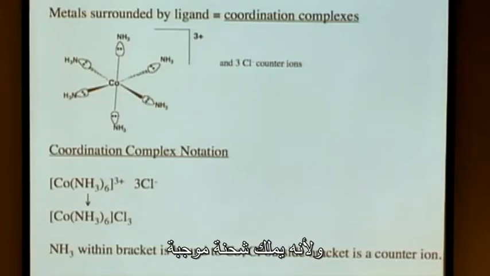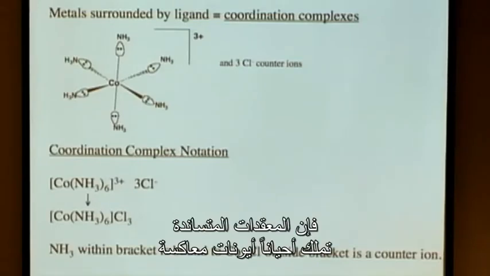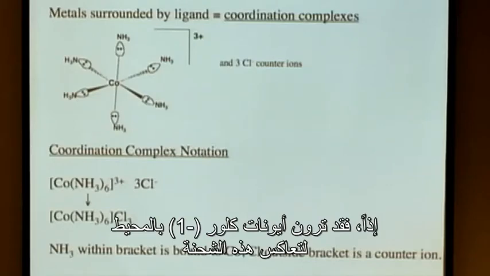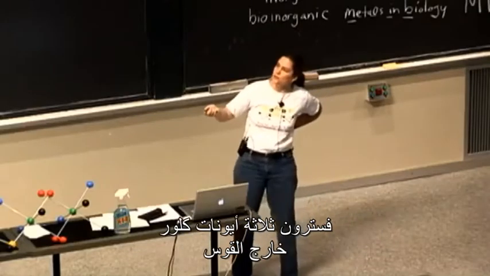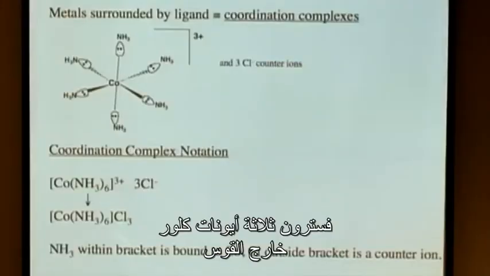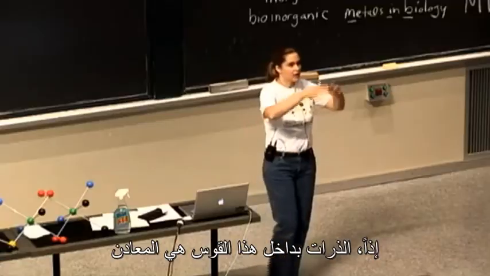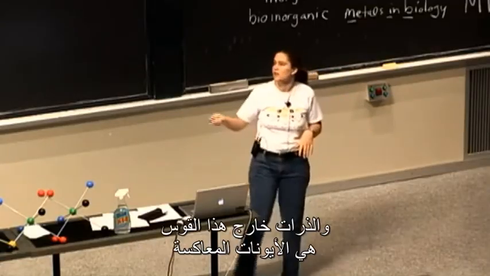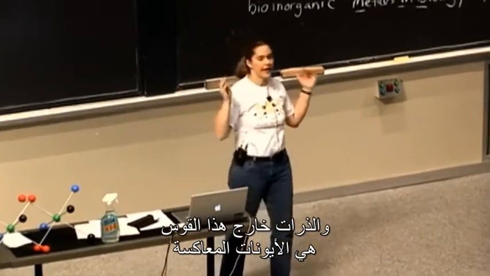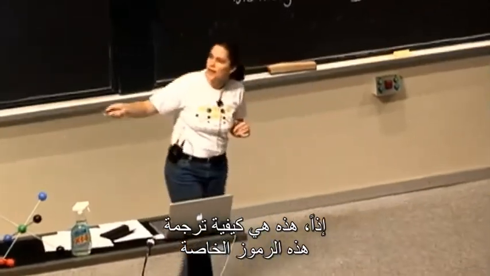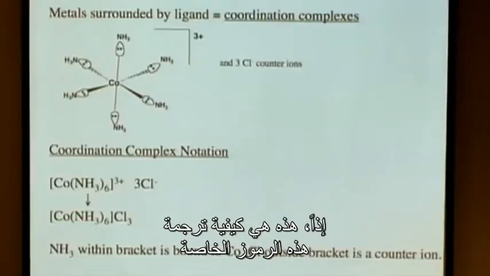Because it has a positive charge, sometimes coordination complexes are associated with counter ions. So you might see 3 chloride minus 1 ions around to counter that charge. And if you did, you would see the 3 chlorides on the outside of the bracket. So things inside of the bracket are actually coordinated to the metal. Things outside the bracket are counter ions. And so that would be how you would translate that particular notation.